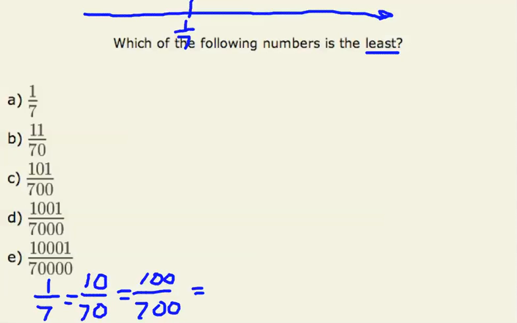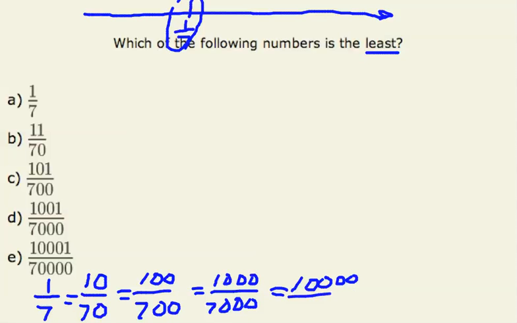So right on this number line up here, all of these numbers would appear in this exact same spot. This is just a set of alternate ways of writing that number. All right, and I'll write one more. 10,000 divided by 70,000 is the same as 1 divided by 7, or 1/7. Then what I'll do is come up here and just notice that 1/7 is 1/7. I'm not going to change that one.